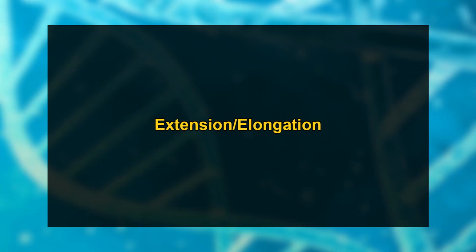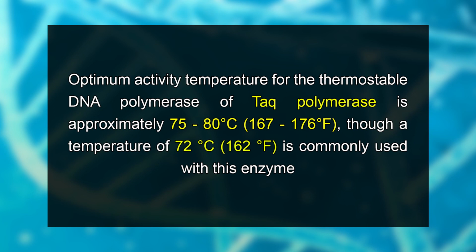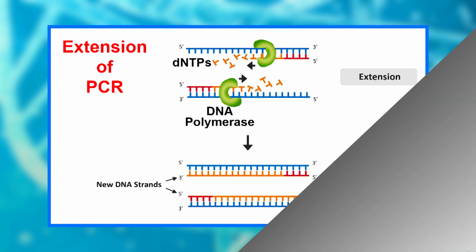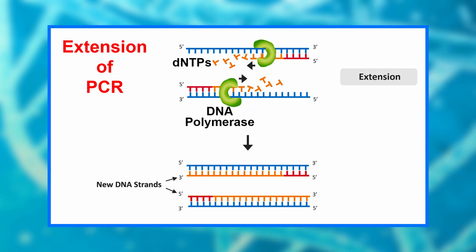Another step is the extension or elongation step. The temperature at this step depends on the DNA polymerase used. The optimum activity temperature for the thermostable DNA polymerase Taq polymerase is approximately 75 to 80 degrees centigrade, though a temperature of 72 degrees is commonly used with this enzyme. In this step, the DNA polymerase synthesizes a new DNA strand complementary to the DNA template strand by adding free dNTPs from the reaction mixture. The precise time required for elongation depends both on the DNA polymerase used and on the length of the DNA target region to amplify.